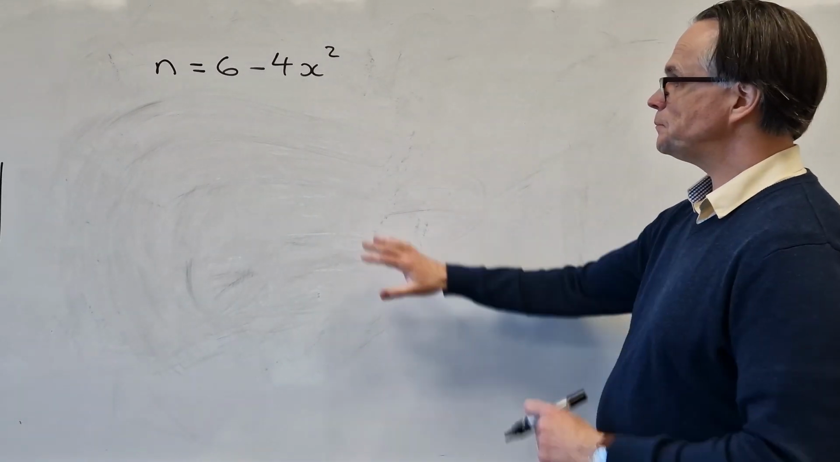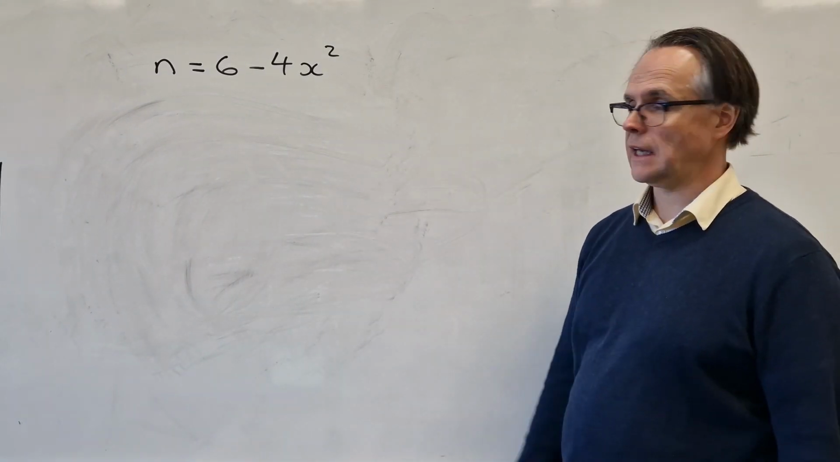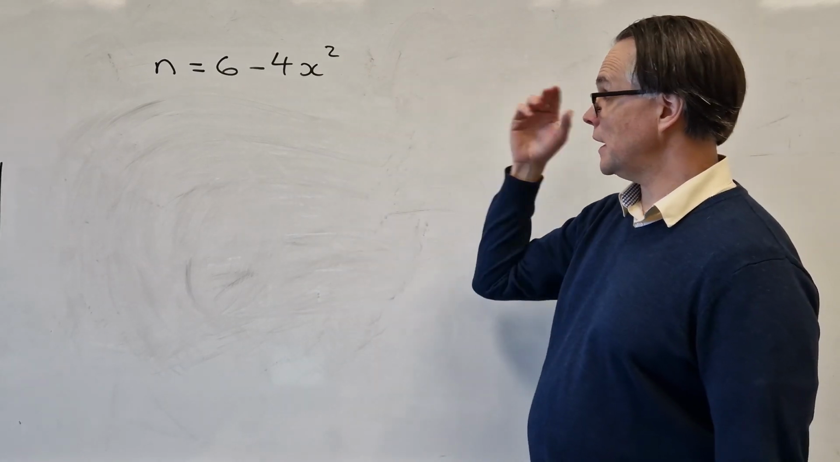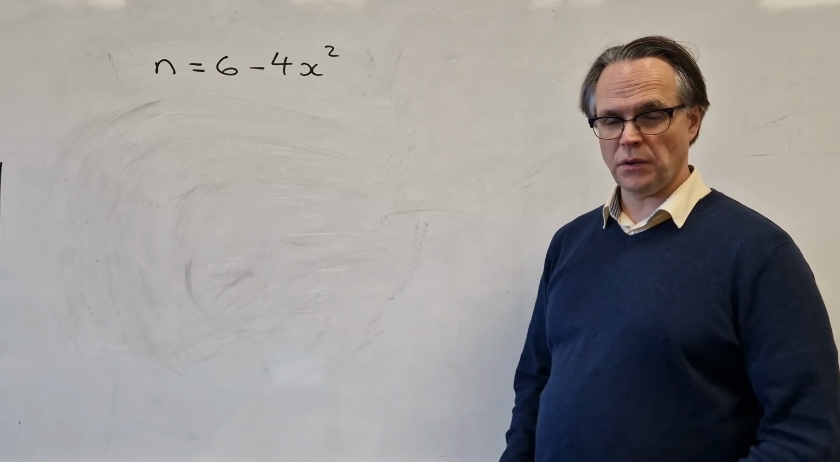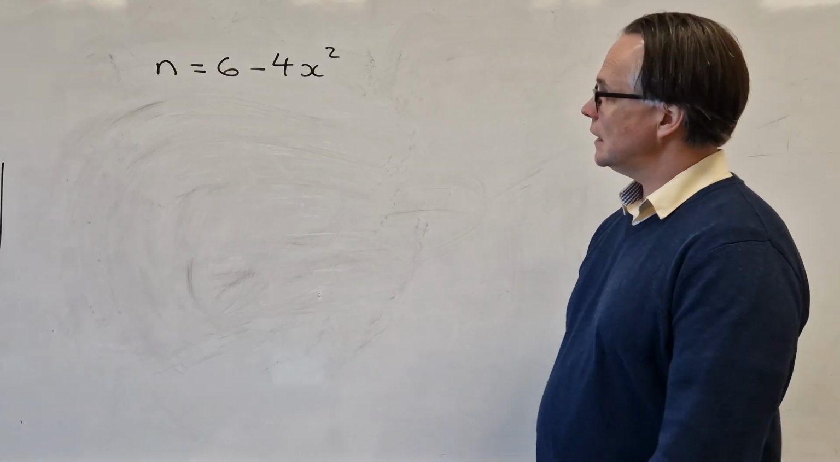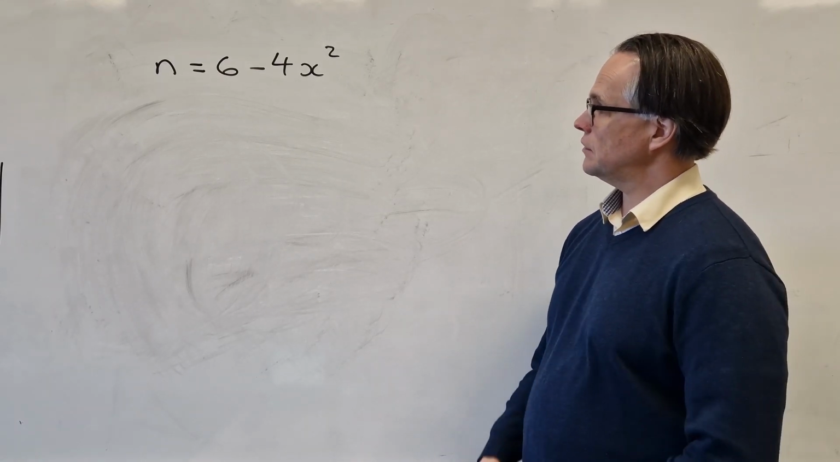Right, this is the last one. And what makes this one a bit tricky is the fact that x is squared. Also, the 4x squared is subtracted from 6. If it was added, it would be easier. But this is what we've been given.